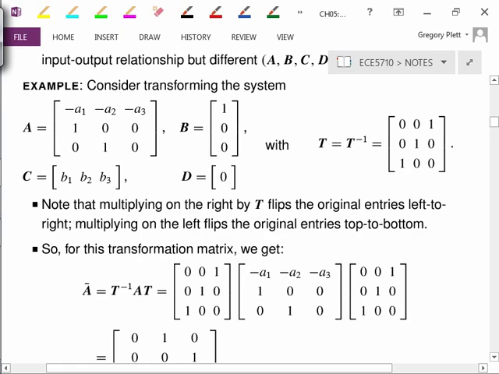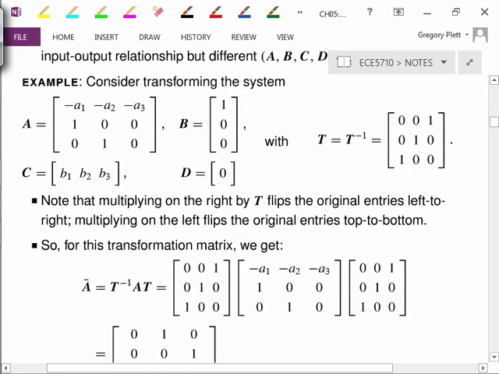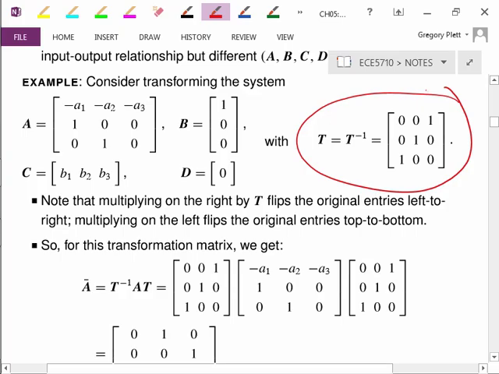Maybe to convince or not, let's consider transforming this particular system, and you should recognize this system. It's the one we developed from a difference equation in the previous section of notes. So we have an A matrix as given, a B matrix, C matrix, D matrix as given, and this is the transformation matrix I choose. I could have chosen any invertible 3x3 matrix, but this one I chose because it's easy.